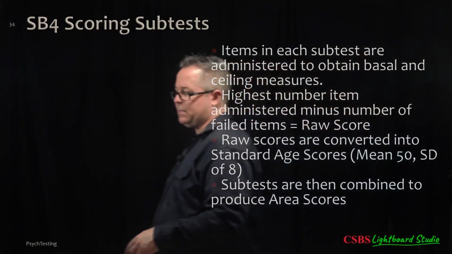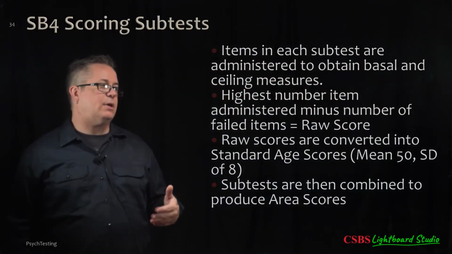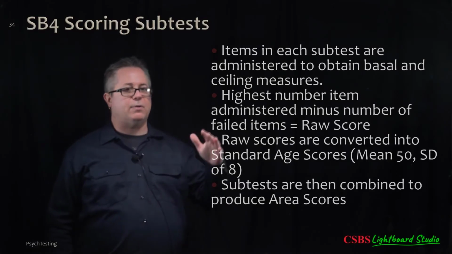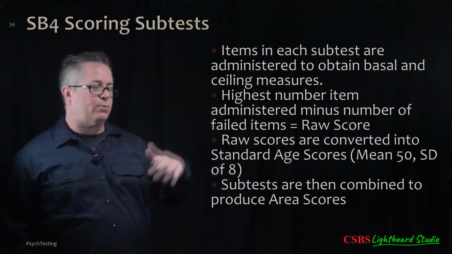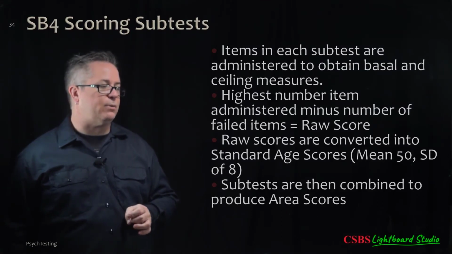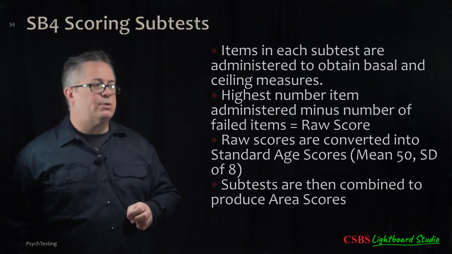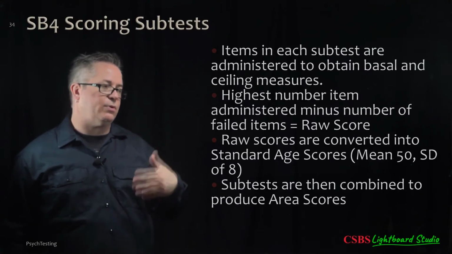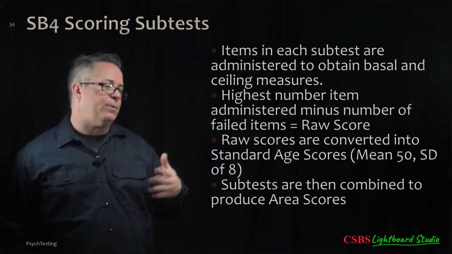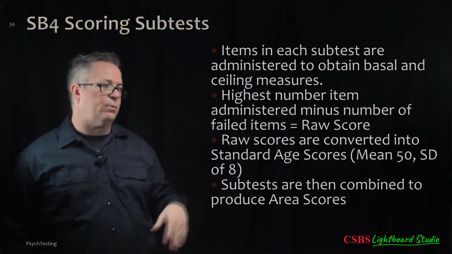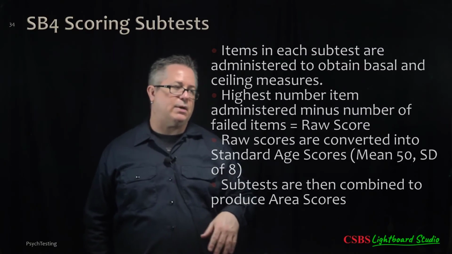So how are these subtests scored? Well, items on each subtest are administered to obtain basal and ceiling measures to try to figure out what was the lowest number and the highest number. The highest number of items administered minus the number of failed items equals their raw score. So they would administer questions in terms of difficulty, and figure out the highest difficulty at which they could respond. They would take the number of items administered, subtract their failed items, and get a raw score.